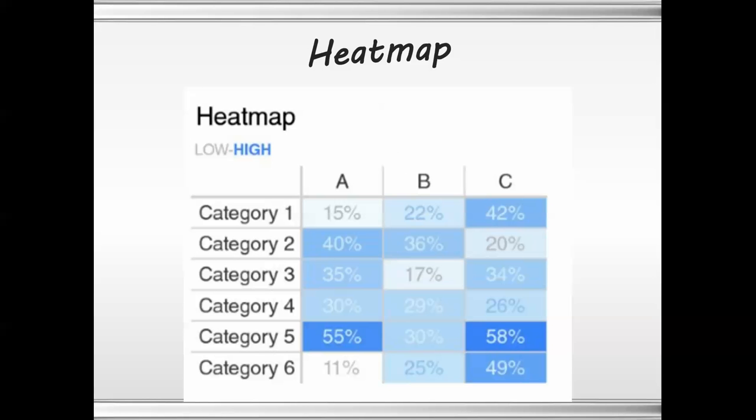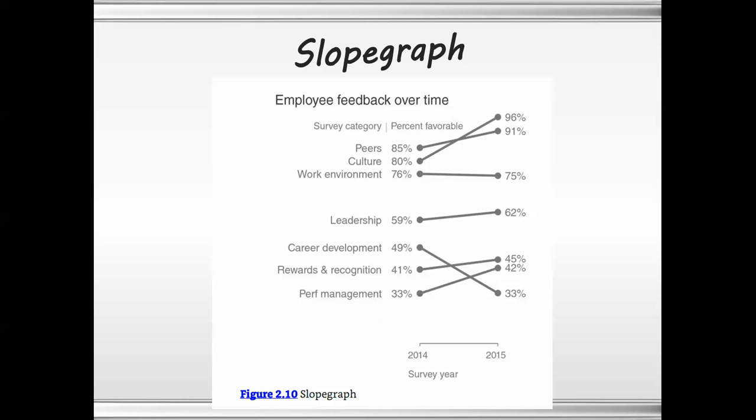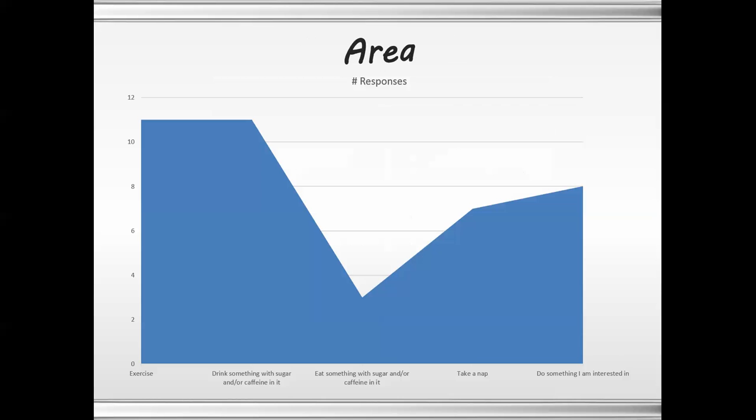Heat maps are terrific. Here we have a heat map which shows the higher percentage in a darker shade of blue. This allows the viewer to quickly focus on the top results by looking for dark blue, or the bottom results by looking for light blue or white. A slope graph is helpful if you are trying to focus attention on change over time. Here we can quickly see that culture has improved over the year, while career development is on a pretty steep decline.